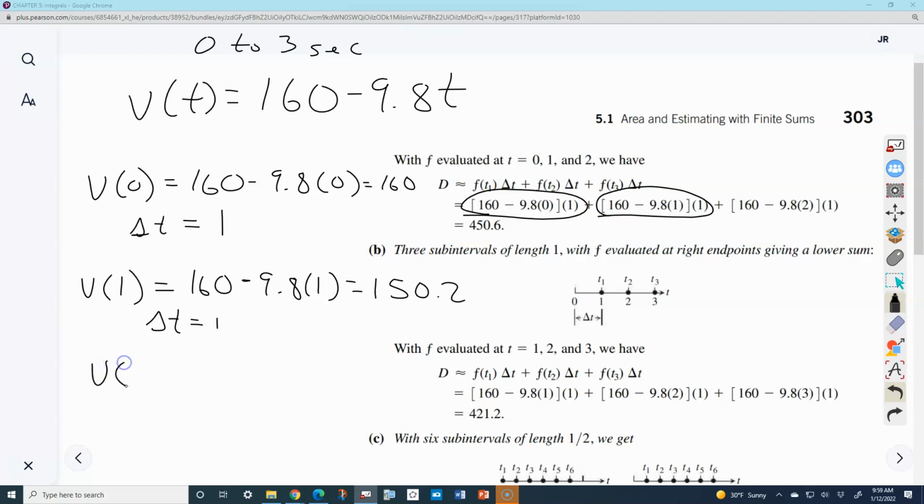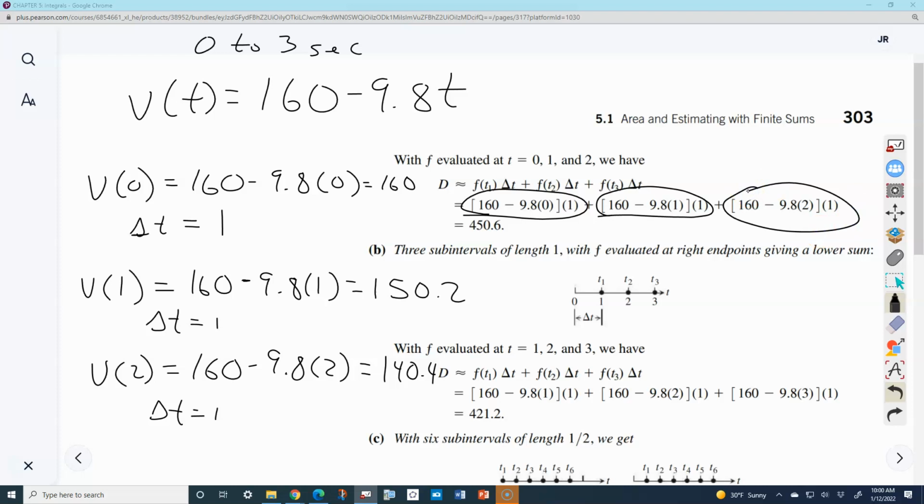And then the third rectangle, or the third distance traveled, is 160 minus 9.8 times 2. Again, the delta t here would be 1. Let's see, what's 150 minus 9.8? That's going to be 140.4. And that's that. I'm not very good at subtracting and multiplying, so if I messed up, sorry. But that's why I used that there. So that plus that plus that gives me that the total distance traveled over those 3 seconds is 450.6.